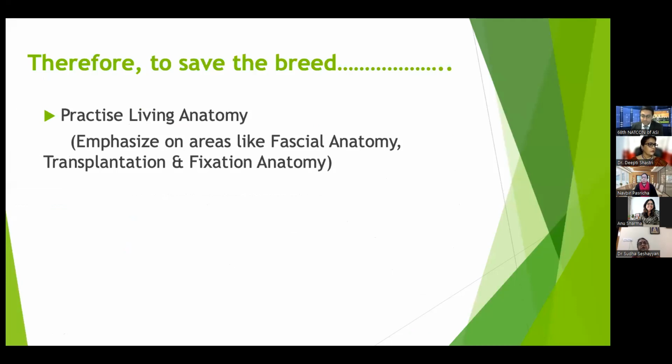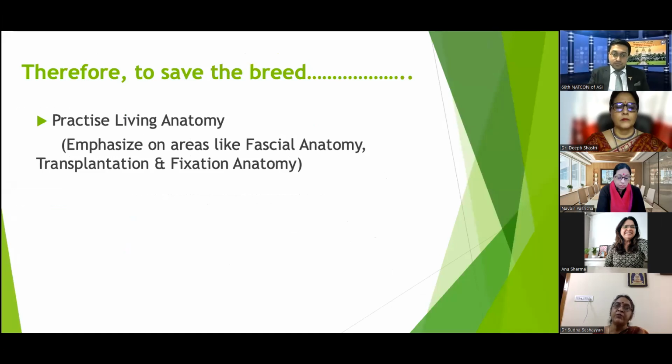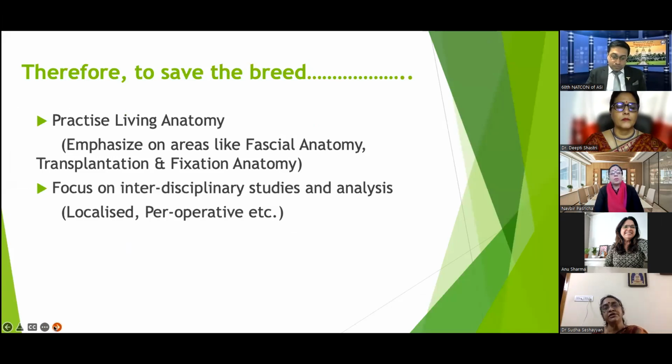So as I was telling you, it is necessary that we emphasize our teaching, our techniques, and probably make more of living anatomy part of the system. The other thing that we would have to do is to concentrate on interdisciplinary studies. Now, when I say this, I do not mean that there are no studies as of now, but probably we would have to migrate a little more and become more inclusive.